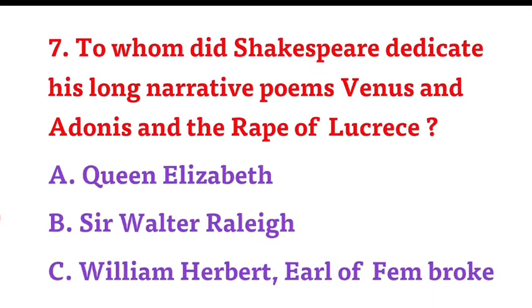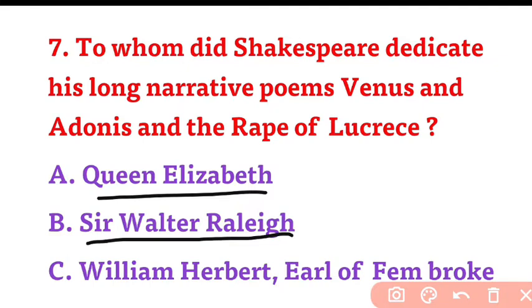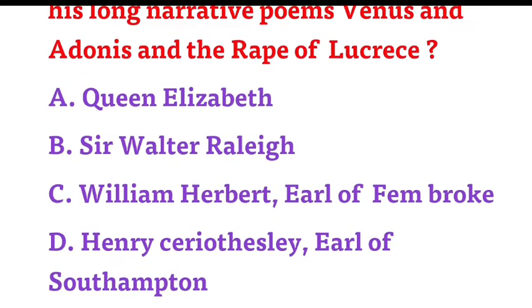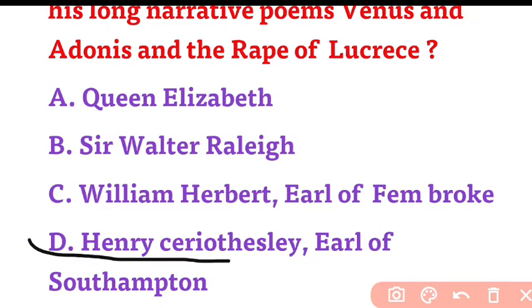Question number 7. To whom did Shakespeare dedicate his long narrative poems, Venus and Adonis and The Rape of Lucrece? Queen Elizabeth, Sir Walter Raleigh, William Herbert, Earl of Pembroke, Henry Wriothesley, Earl of Southampton. What will be the answer? The answer will be Henry Wriothesley, Earl of Southampton. Option D is correct.